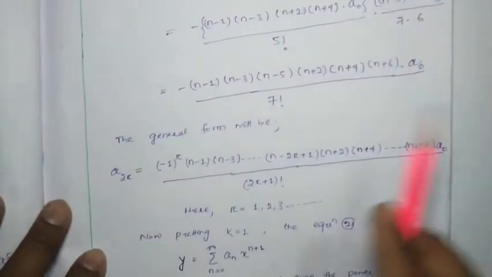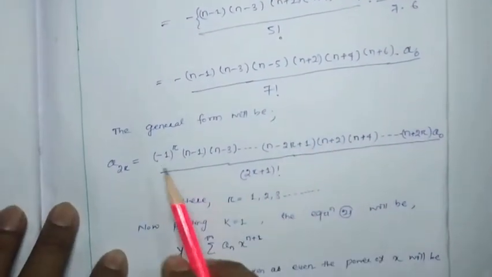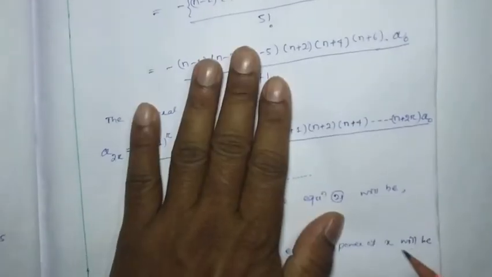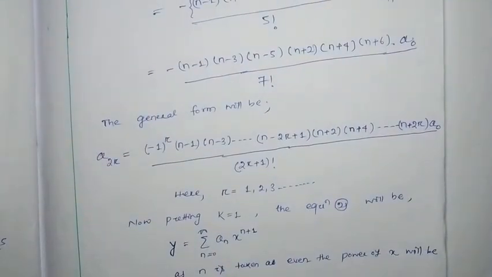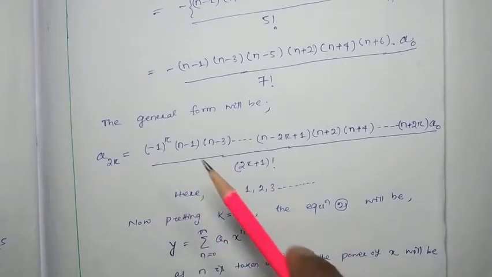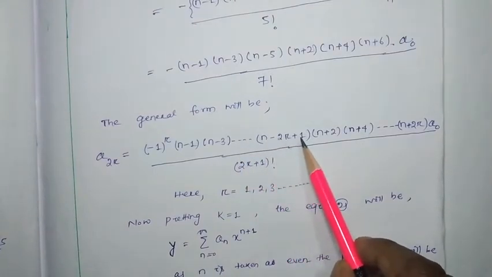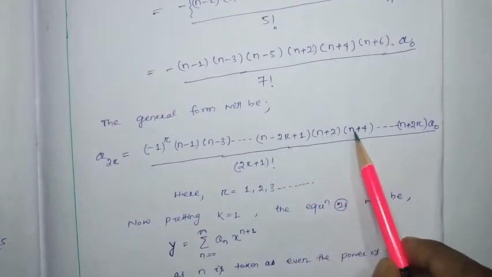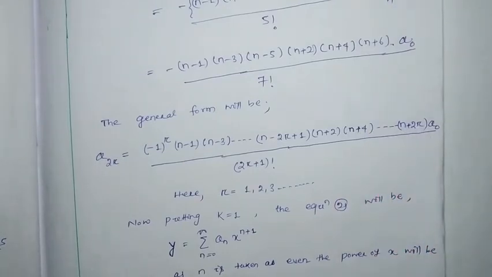In general, this can be written as minus 1 to the power r, (n minus 1) into (n minus 3) and so on into (n minus 2r plus 1) into (n plus 2) into (n plus 4) and so on (n plus 2r) into a0 by (2r plus 1) factorial.